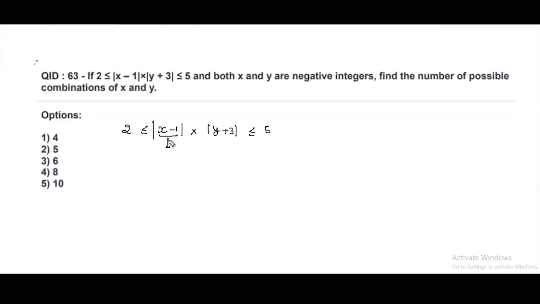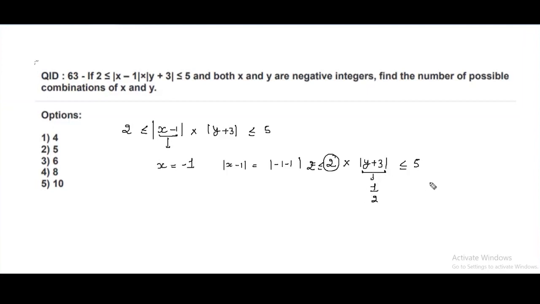if I take x as a negative integer, let's say x is minus 1, then |x minus 1| will become 2. If it is 2, the product 2 into |y plus 3| should lie in the range of 5 to 2. So what can be the value of y plus 3? The |y plus 3| can be 1. The |y plus 3| can be 2. It cannot be 3, otherwise the product will be more than 5.